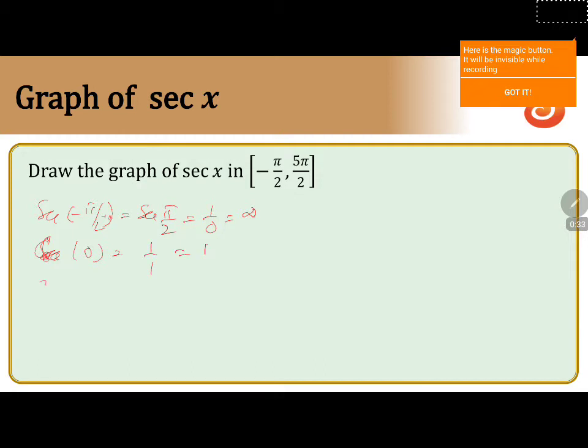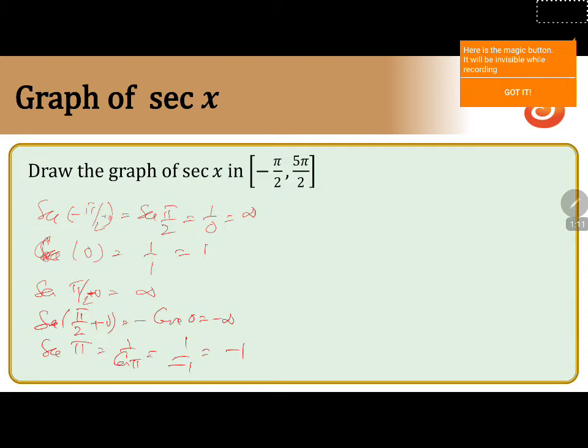1. Then secant pi by 2. This will be again secant pi by 2 plus 0, infinity. Then you have secant pi by 2 minus 0 is infinity. Let me calculate secant pi by 2 plus 0. This will be minus cosecant 0. This is minus infinity. Let me calculate secant pi, 1 by cos pi, 1 by minus 1, minus 1.